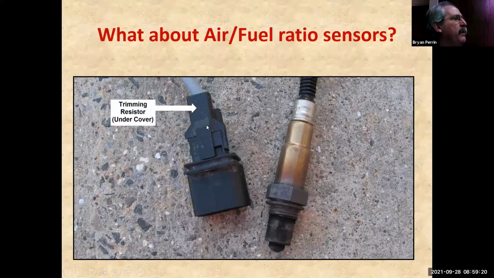BMW used this, Nissan used this, GM used it, there's a lot of manufacturers that have used this sensor. But this is kind of the canary in the coal mine. If you see this style of sensor, it has to use rear fuel trim because this sensor won't work without it.